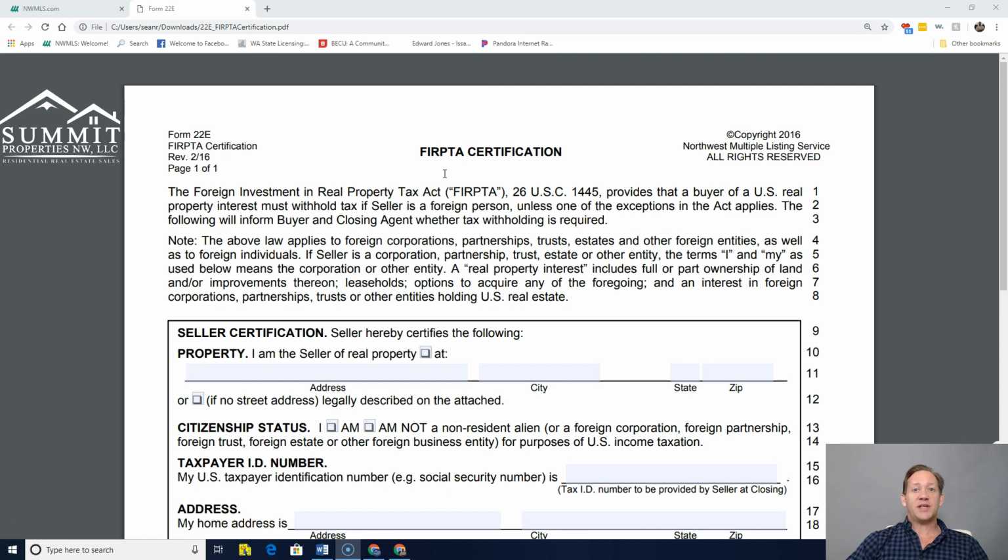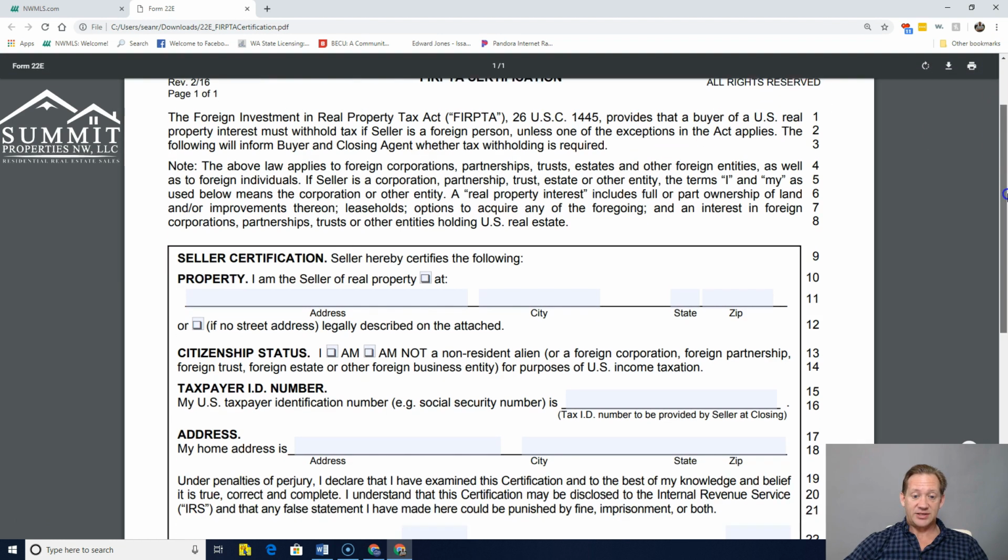Okay, so FIRPTA, what does that stand for? That stands for the Foreign Investment in Real Property Tax Act. And that provides that a buyer of a U.S. real property interest must withhold sales tax if the seller is a foreign person, unless one of the exemptions in the Act applies. The following will inform buyer and closing agent whether tax withholding is required. Now that is basically the first paragraph of the FIRPTA form. And then it goes into whether the tax withholding is required if you are a foreign entity. All right, so you can read that section.